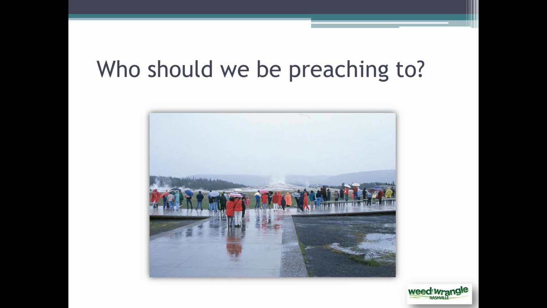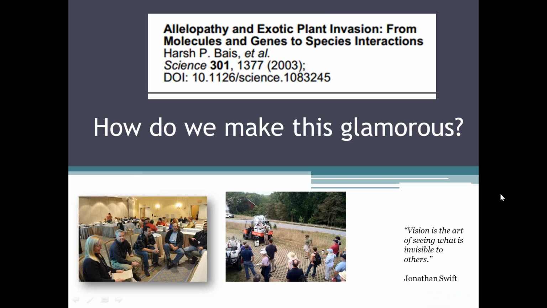How are we going to reach out to these folks standing in front of Old Faithful at Yellowstone and explain to them that that grass next to them might not be native? It might have detrimental effects on the environment around them. How are we going to do that? So we decided to consider this weed wrangle idea, taking some of this community outreach a little bit further and trying to get into the groups that aren't normally out there.